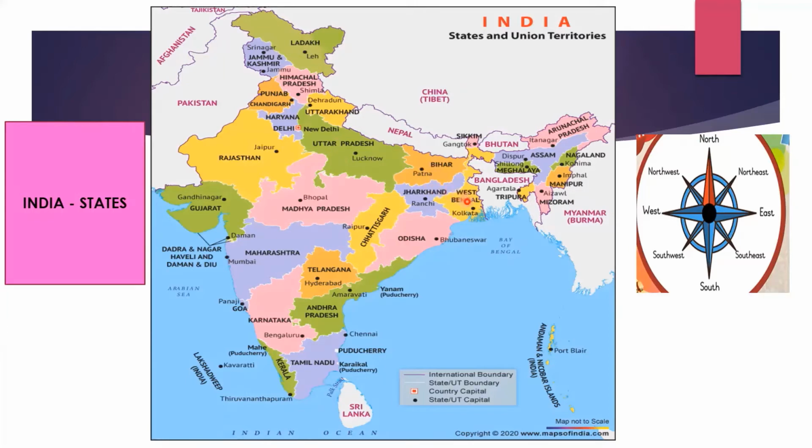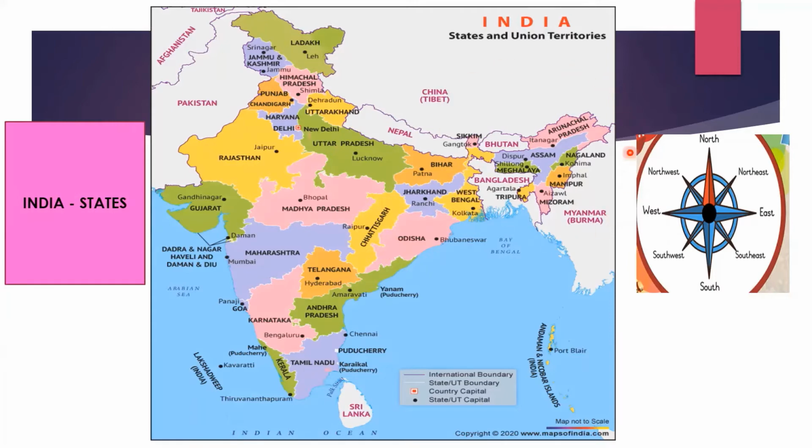Jharkhand, West Bengal. Once again, I'm repeating. Ladakh, Jammu Kashmir, Himachal Pradesh, Uttarakhand, Punjab, Haryana, Delhi, Uttar Pradesh, Bihar, Jharkhand, West Bengal. Then we will move to Chhattisgarh, Madhya Pradesh, and Rajasthan. So now we have learned the South Indian states as well as the North Indian states. Now we will move to the Northeastern states.